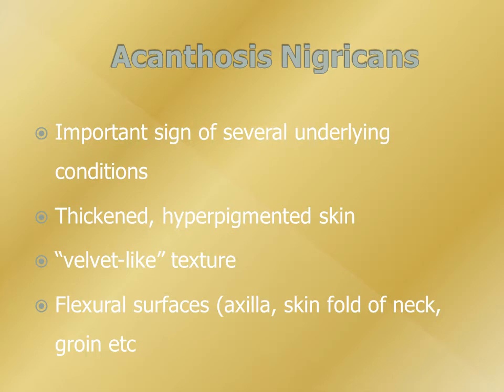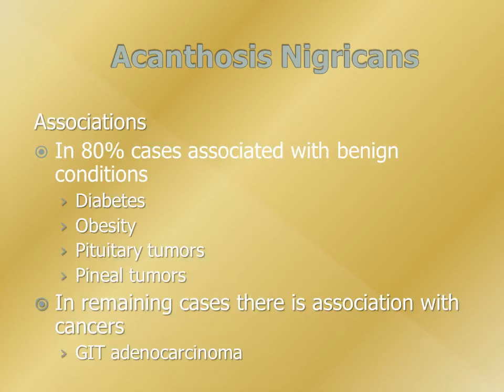Next is acanthosis nigricans. What happens in acanthosis nigricans? It is basically not itself a disease entity. In fact, it underlies the presence of various other conditions. The skin becomes thickened and hyperpigmented and attains a velvety texture. It is present on the flexural surfaces, especially axilla, skin folds of the neck and groin. In 80% of the cases, acanthosis nigricans has a very strong association with diabetes mellitus.